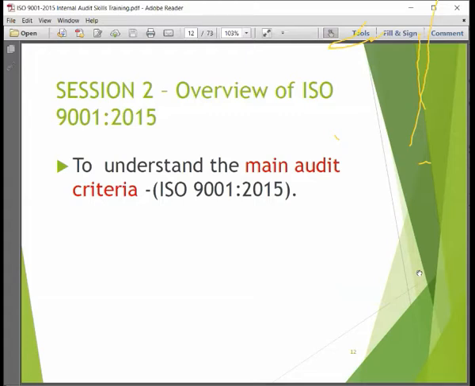We are now to change gears and go to overview of ISO 9001:2015. Any questions from session 1 before we go to session 2, or any comments, any feedback? Want to move to another session? Feel we are building foundations to internal auditing. I hope by now you can at least explain what an audit is all about, and can explain about value-adding audits and value-adding auditors.